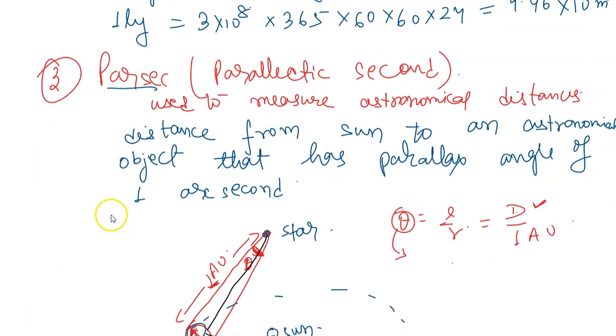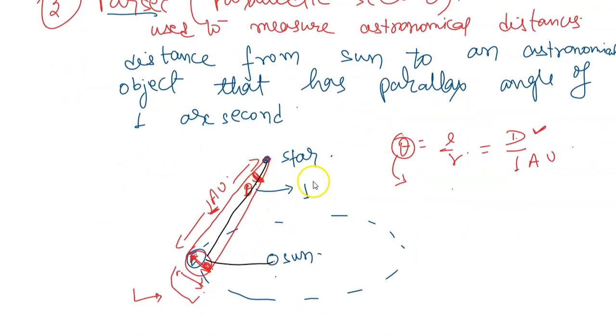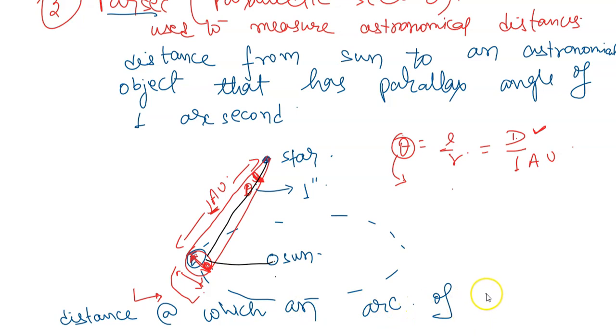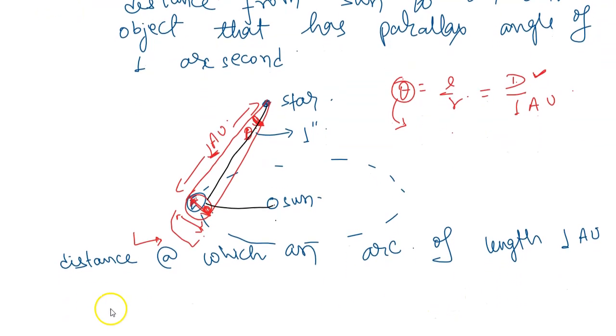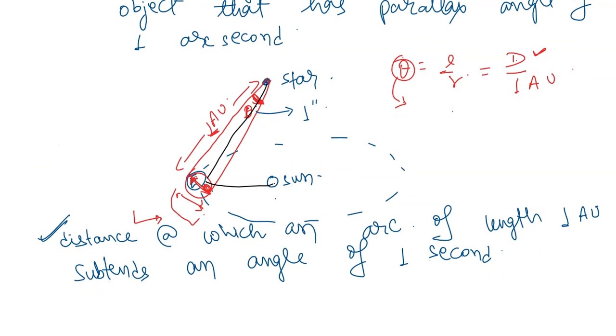So overall we should get a value of parsec here. Generally if this theta is 1 second and the distance is 1 astronomical unit, then we can get the dimension. So we can define 1 parsec as the distance at which an arc of length 1 astronomical unit subtends an angle of 1 second. So let us understand this with respect to the diagram.